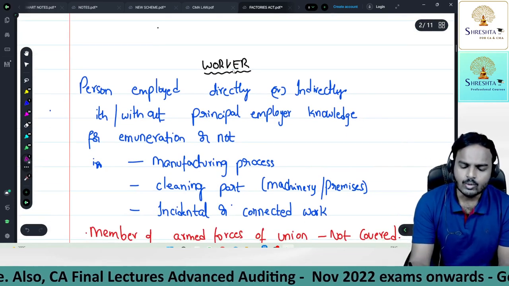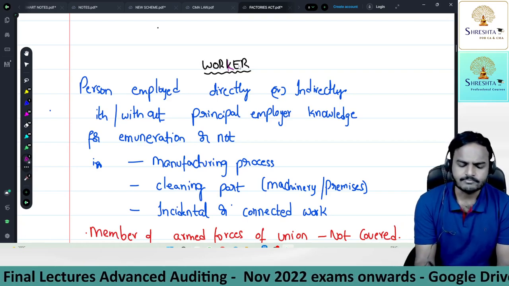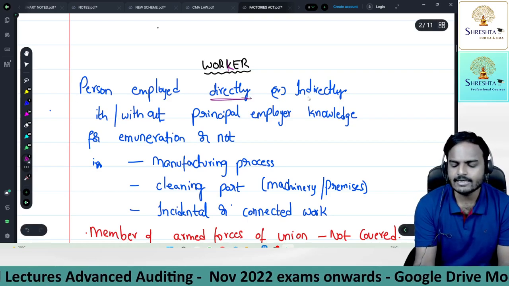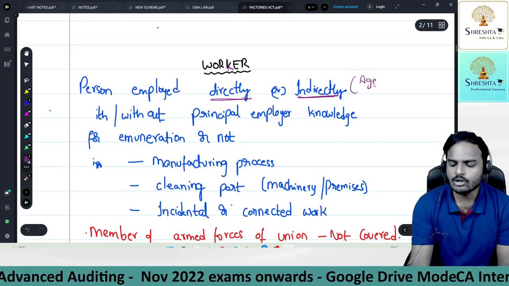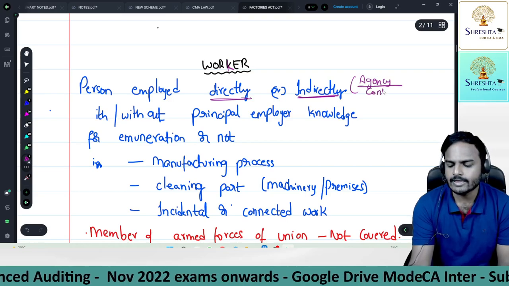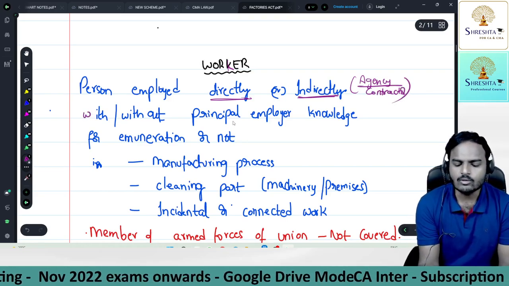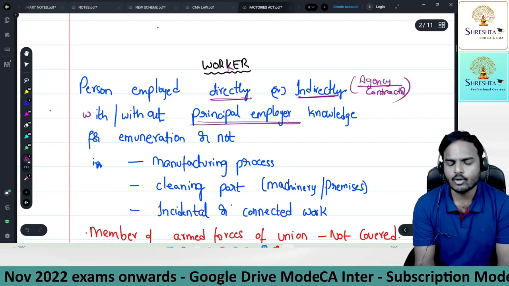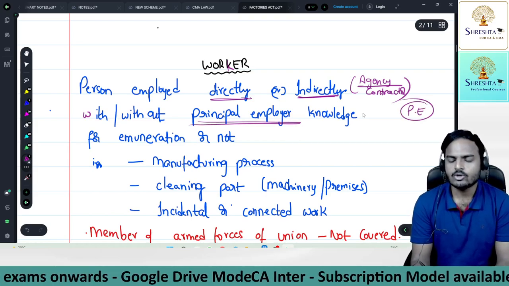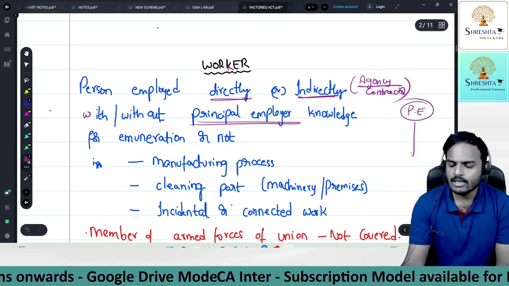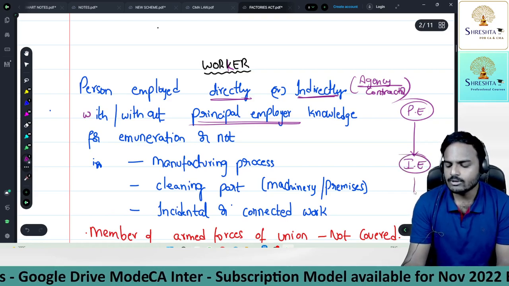Next, sir, who is a worker? Who is a worker? Any person, for the time being, employed directly or indirectly. Indirectly means through an agency or through a contractor, either with or without the knowledge of the principal employer. Principal employer means the ultimate employer, the occupier of the factory. Down the line, the immediate employer, and down the line, workers.